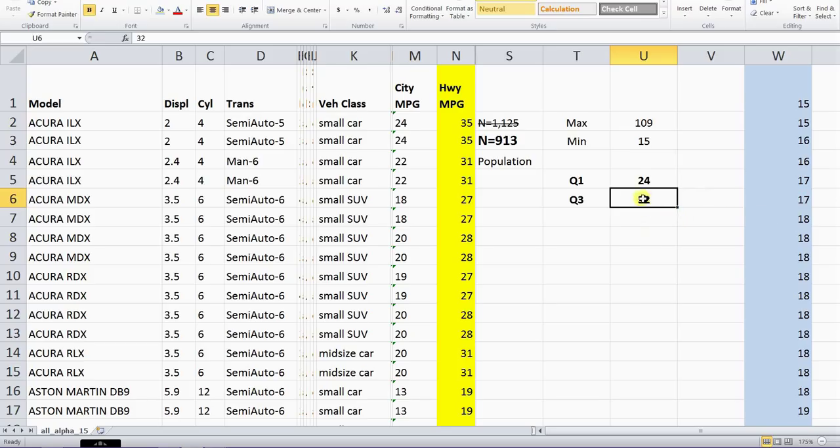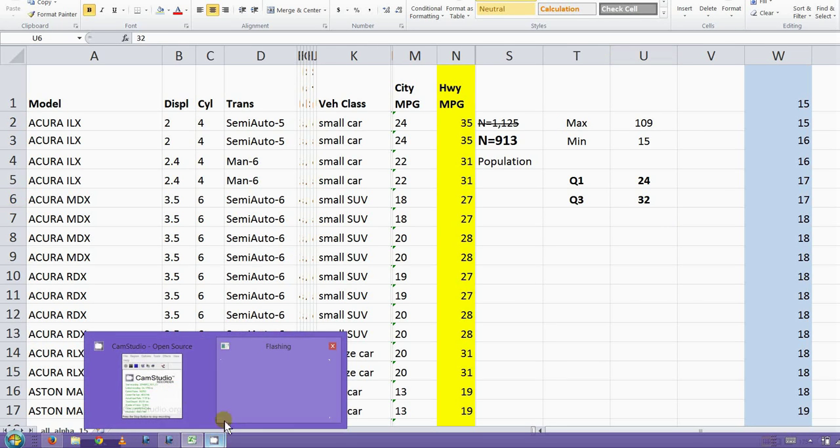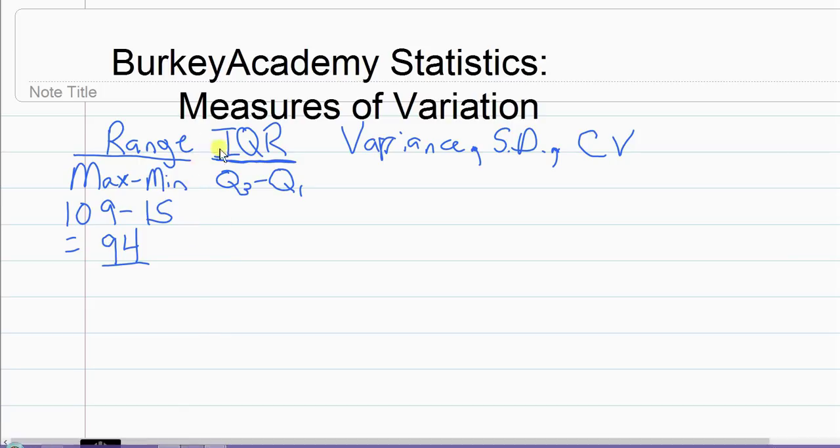So the interquartile range is the difference between those two, which is only going to be about 8. So let's go back and write that down. The interquartile range is only going to be 32 minus 24, or 8. And you see the huge difference between these two numbers. If you look at all the data, there's a difference of 94 between the highest and the lowest.